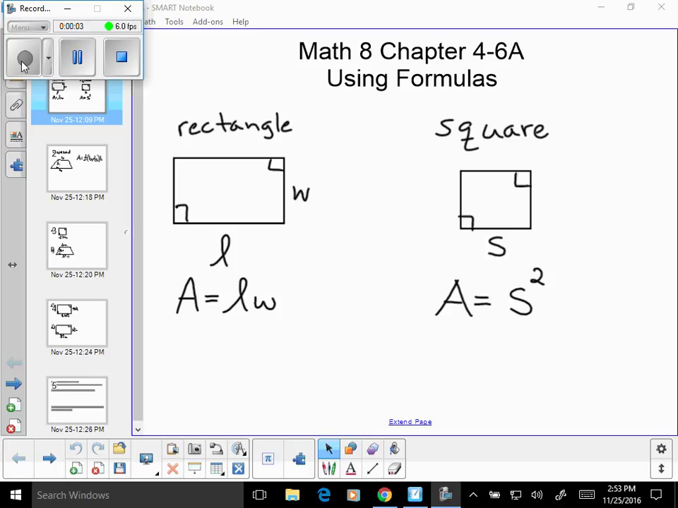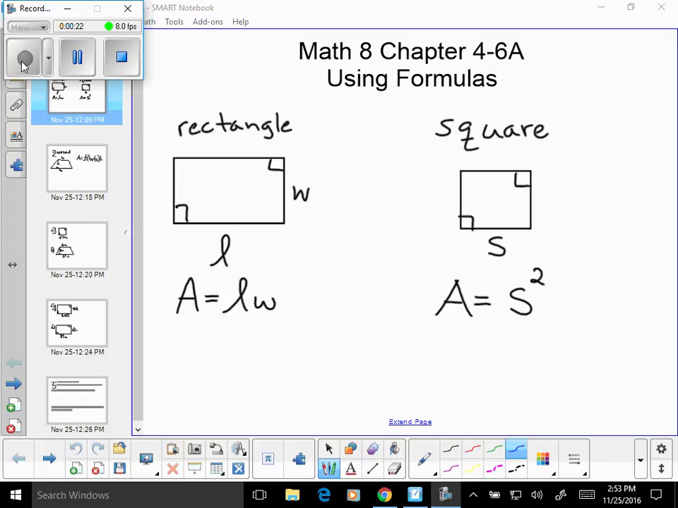Welcome 8th graders to lesson 4-6A, using formulas. This is going to be one of the ways in which they are going to ask you to apply the rational numbers, and in particular the positive decimals as well as positive fractions and mixed numbers.